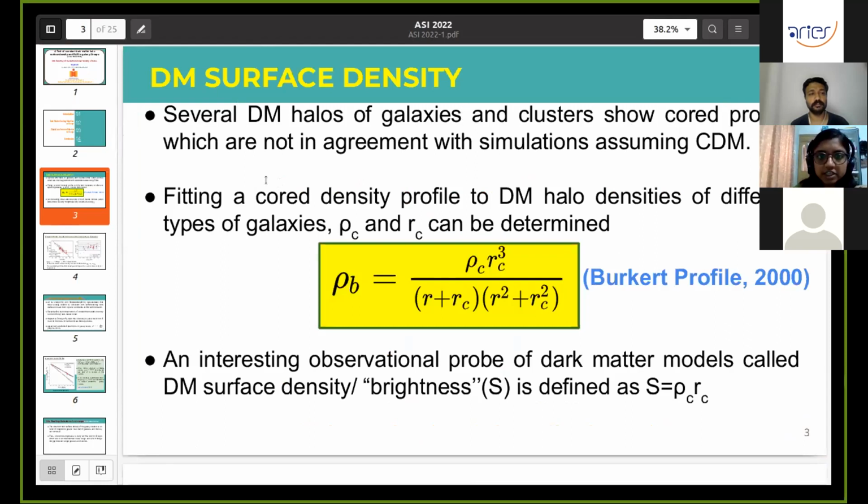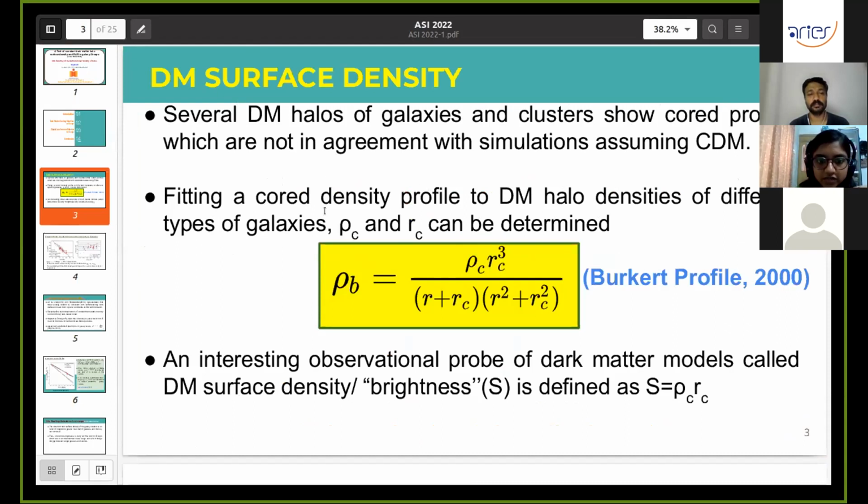Several dark matter halos of galaxies and clusters show core profiles which are not in agreement with simulations assuming cold dark matter. Many groups fitted these core dark matter halo densities with core profiles such as Burkert profiles, isothermal profiles, etc.